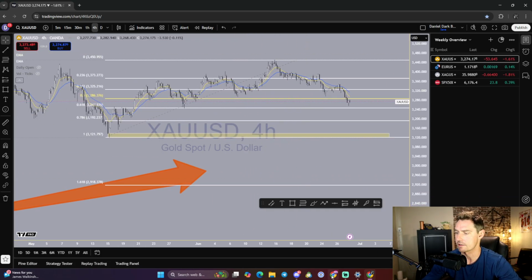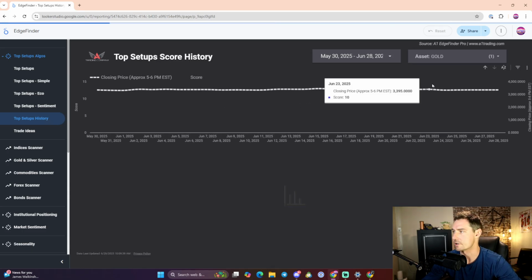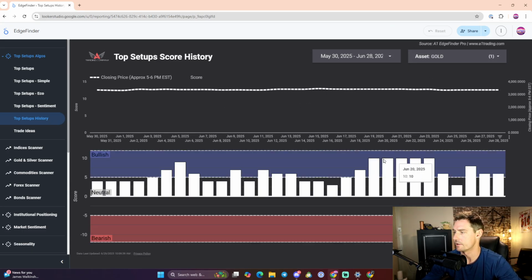Looking at the EdgeFinder data here, something very interesting. So gold is currently a 7 bullish score. Anything above a 4 is considered bullish fundamentally. But if we go to top setup history and we look at gold, we can see this is the last 30 days of data. These are all the EdgeFinder scores day by day here. The previous week we were at a 10, right? And then we dropped all the way to a 3, meaning the economic reports were not in favor of gold. And then we jumped back up to a 6 and now we're at a 7.